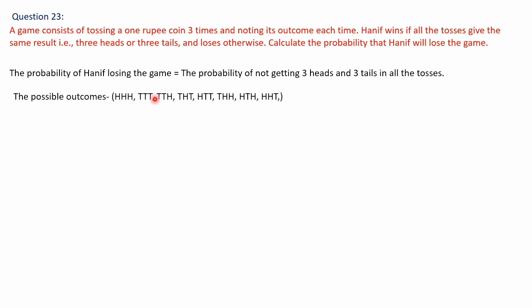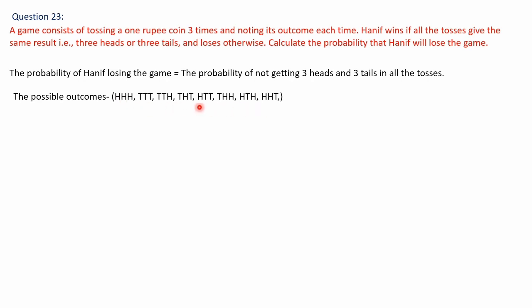1 2 3 4 5 6 7 8. So 8 possible ways, because 2 outcomes are there when you are tossing one coin, and 3 times you are doing. So 2 power 3, that is the way you are supposed to calculate the number. 2 power 3 is 8. So there are 8 outcomes.